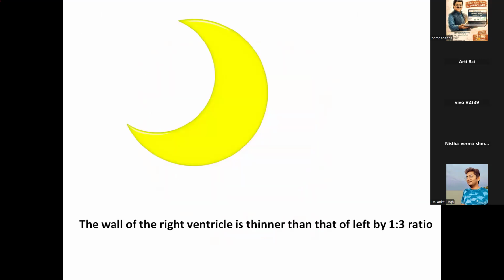The wall of the right ventricle is thinner than that of a left ventricle. The reason is very common. You see, the blood which is present in the left ventricle needs to be pumped up so that it can reach the distant portion of the body, right? So that is why the wall of the left ventricle is 3 times thicker than that of a right ventricle, or in other words, the wall of the right ventricle is 3 times thinner than the wall of left ventricle.